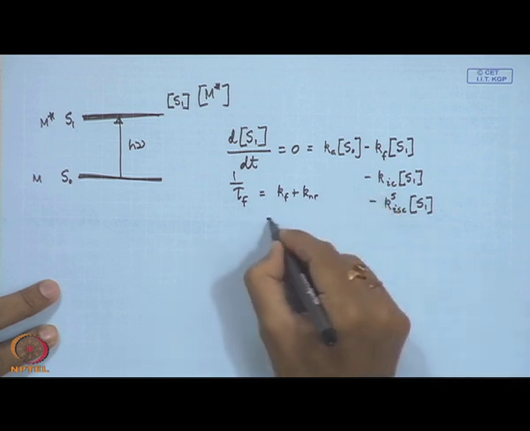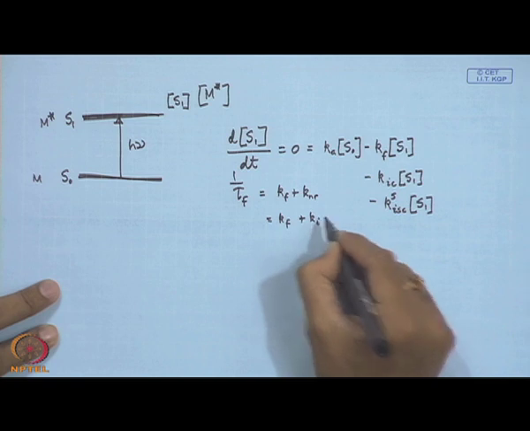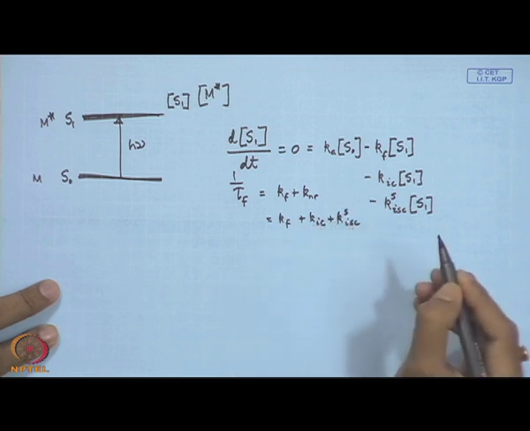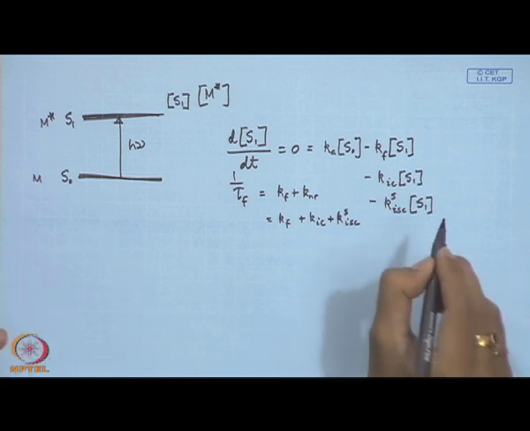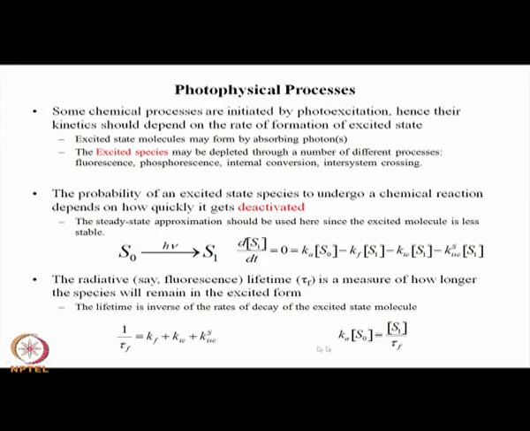Okay, nr means basically Kf plus Kic plus Kisc. Or in other case, after putting in this expression, we can write the relation that Ka S0 is equal to S1 by tau f. We can write this expression.